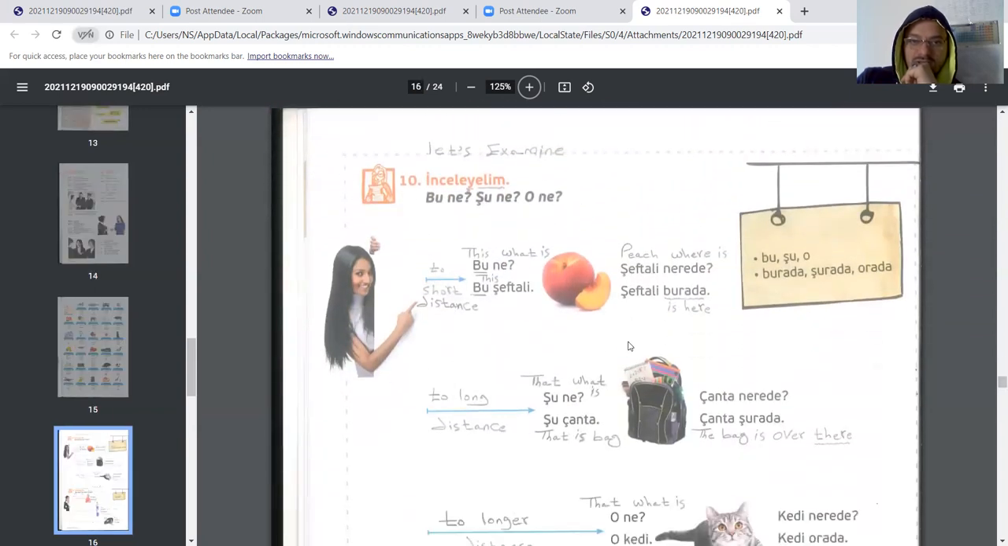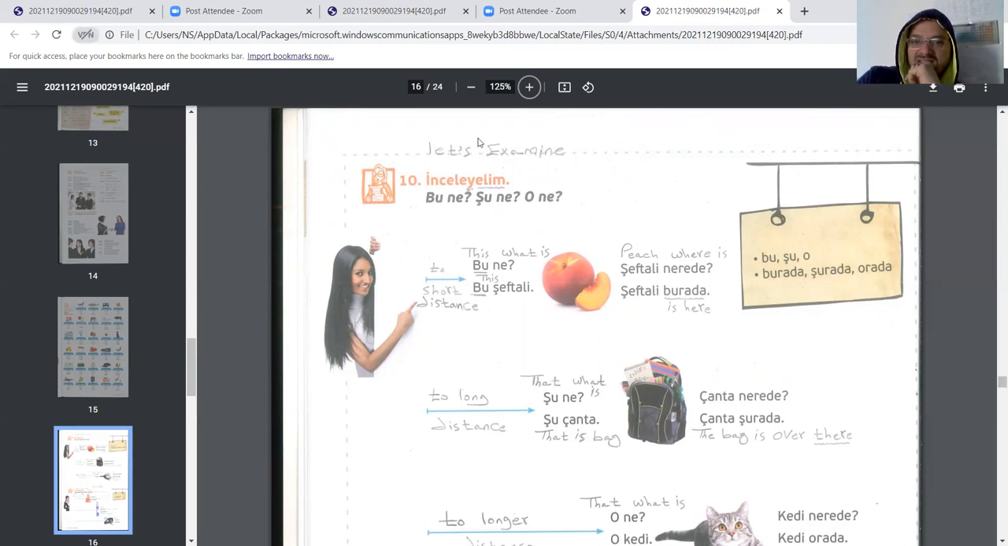I can skip it. İnceleyeyim. Here we talk about us. That means inceleyelim, let's examine. Let's focus on a few words, the new words or tools here: bu, şu, o. And burada, şurada, orada. Let's come back to this word.